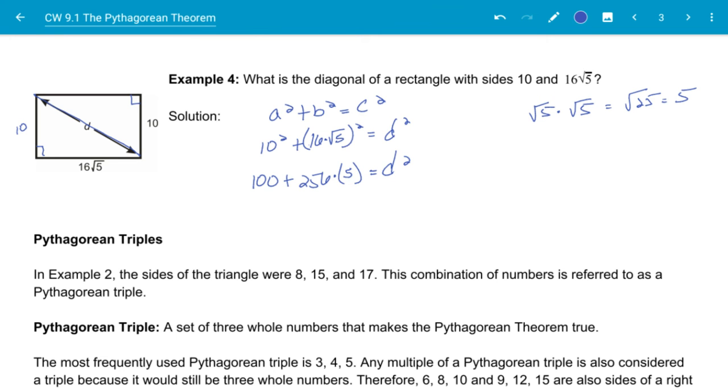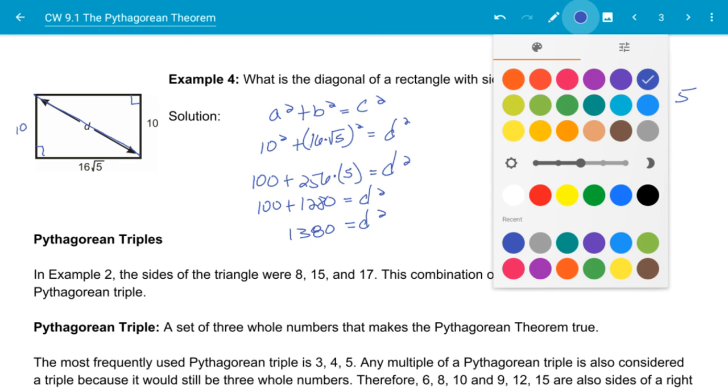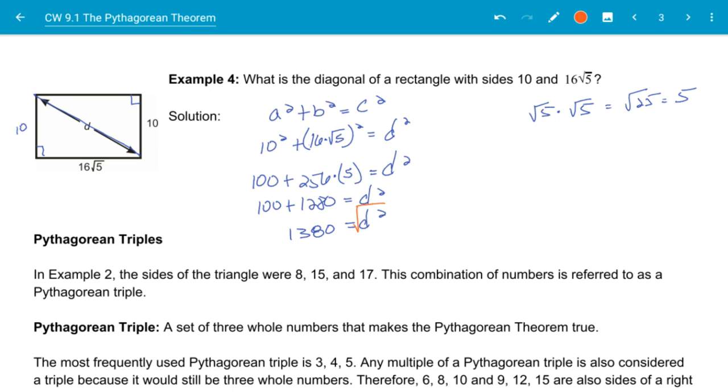So I'm going to say 256 times 5. So I got 100 plus 256 times 5 is 1280, equal to d squared. So I'm going to have 1380 is equal to d squared. So now I have to take the square root of both sides. So I take the square root of d squared and the square root of 1380, and I get the square root of 1380 is equal to d, or I could flip that around because that's how we typically see it.